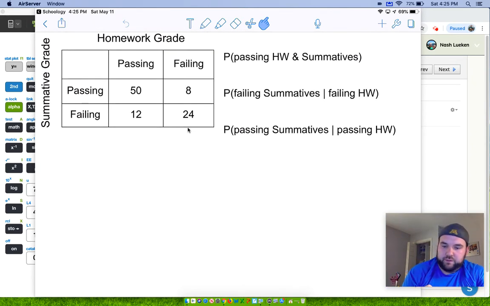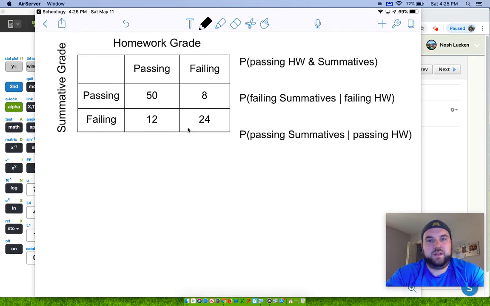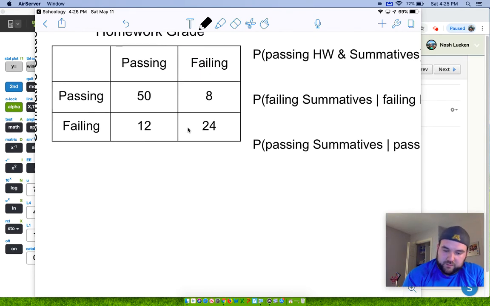What is the probability that a student is passing their homework or has a passing grade on their homework and their summatives? So if it's probability of this and this, I'm picking from everybody, right? Because there's no given event. It's just saying if I pick someone at random, what's the probability that they are passing both their homework and their summatives?